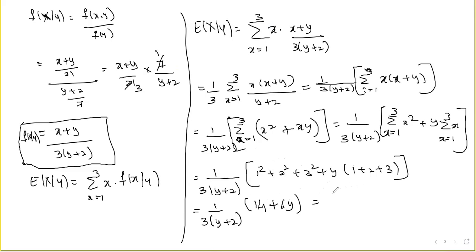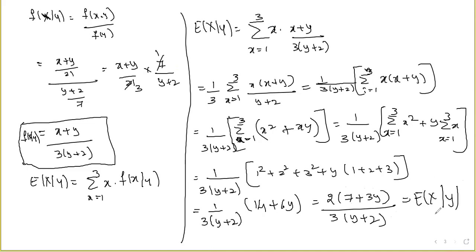So our final answer is 14 plus 6y. Suppose I take 2 common here, 14 and 6: 2 into 7 plus 3y divided by 3 into y plus 2, right? So this is what our expected value of x given y. Clear? And as the y value changes, it will take different expectations, right? If you have any doubt, you can ask. Otherwise, I will move to the second example.